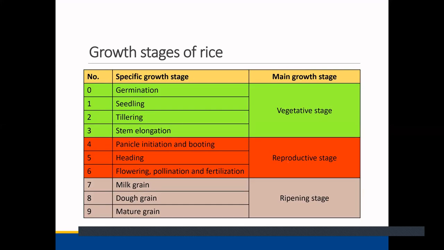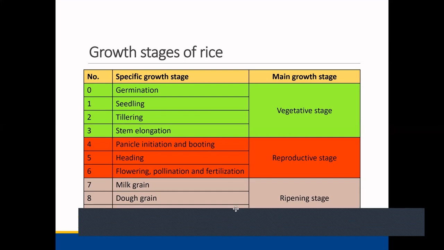Take any environmental stress, like heat stress, which occurs when the temperature increases above the optimum, right? Or maybe drought, water scarcity. So which stage do you think will be very vulnerable to those stresses? Vegetative stage. Why do you think so?